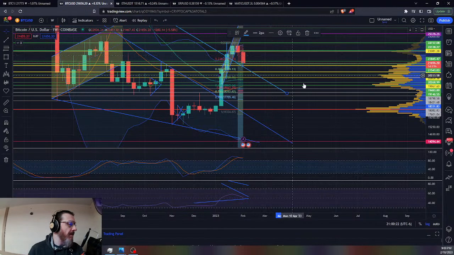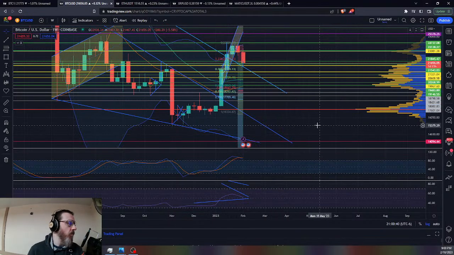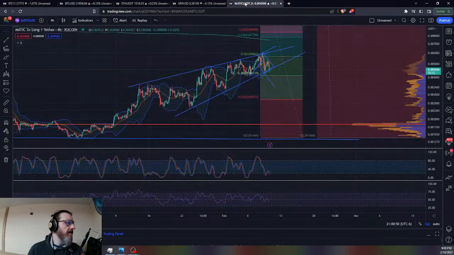If that does play out, this weekly stochastics RSI momentum, the blue has flipped back under the red, so not necessarily a bullish sign there. RSI is creeping back down towards this 50 territory. We'll have to keep an eye on that as well. If the RSI dips below 50 on the weekly, that's definitely going to indicate some weakness in the market for Bitcoin.